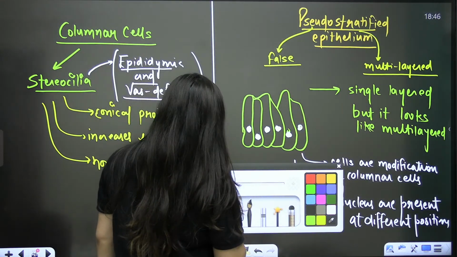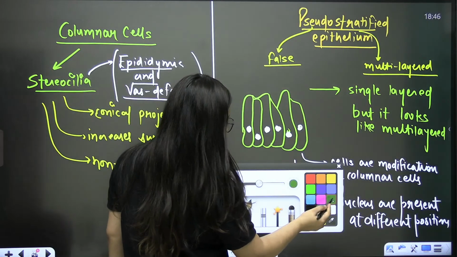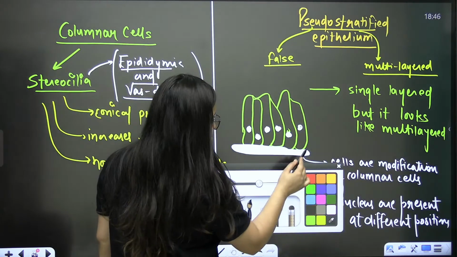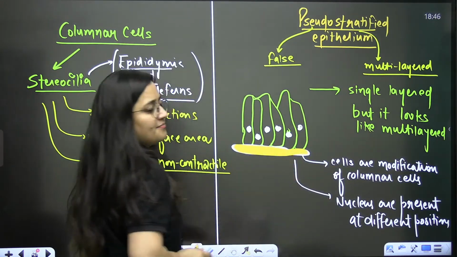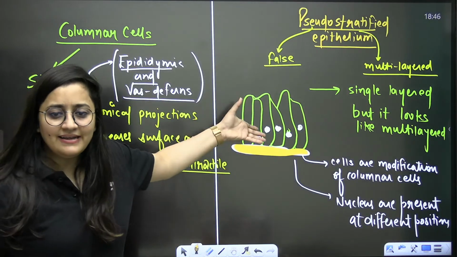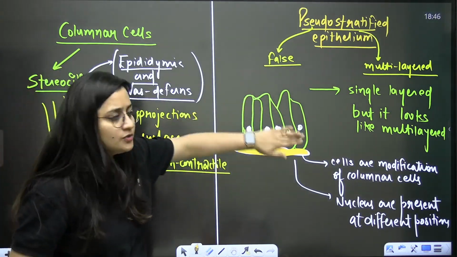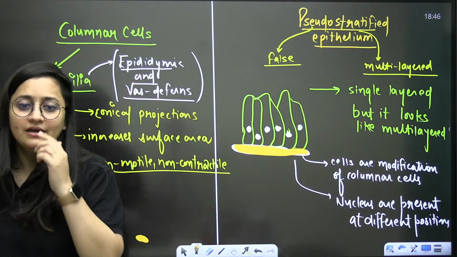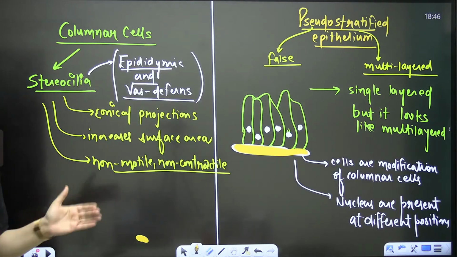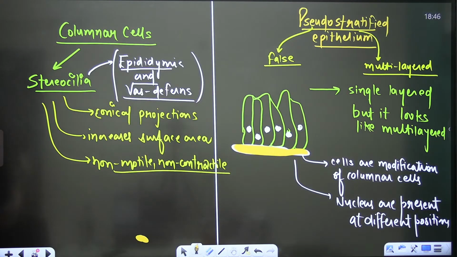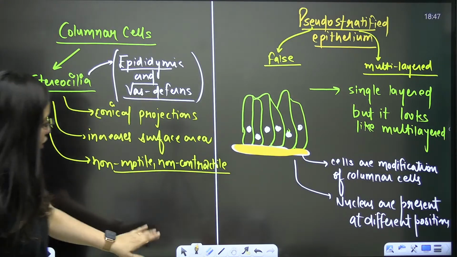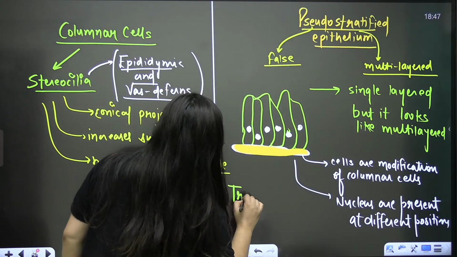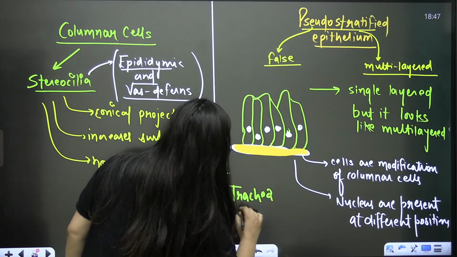But all the cells are lying on the same basement membrane. So it looks multi-layered, but it is not multi-layered. It lies on the same basement membrane. So it is pseudo-stratified: it looks multi-layered, but actually it is not. The best examples are the trachea and bronchioles. It's a previous year question.